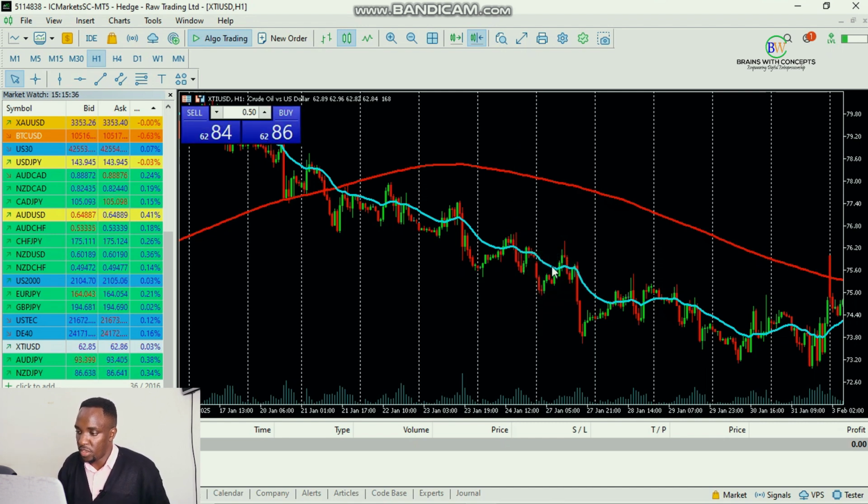Another example is here. Price did pull back to the 21 moving average. Around this 21 moving average, it gave us an evening star, which would have acted as our confirmation. Another example is here. Price did pull back to the 21 moving average, and around this area, it did give us bearish engulfing, which acted as our confirmation.